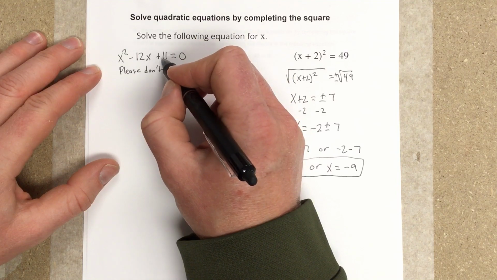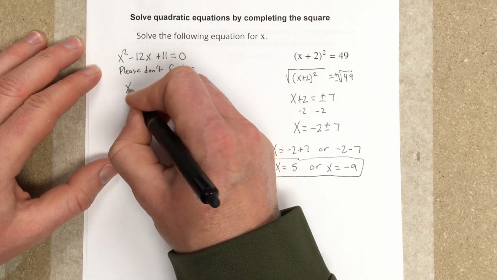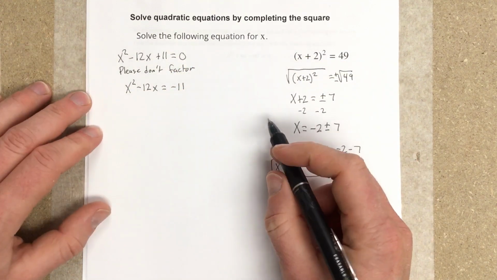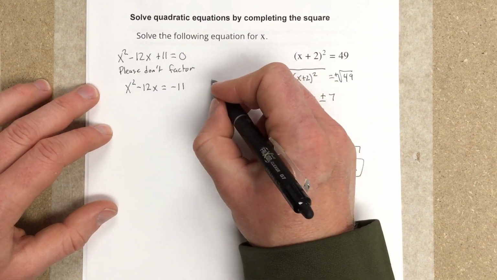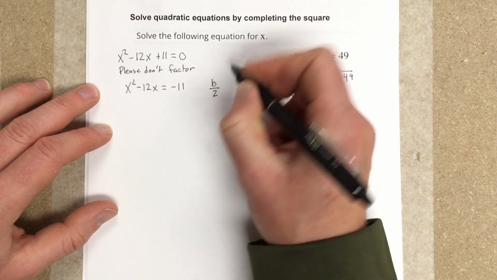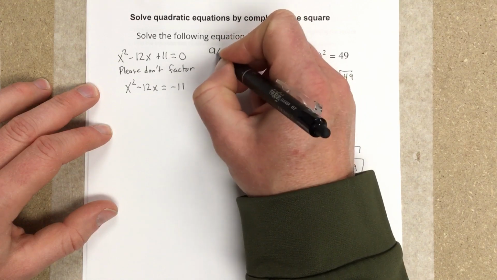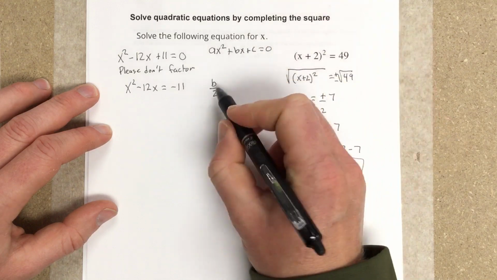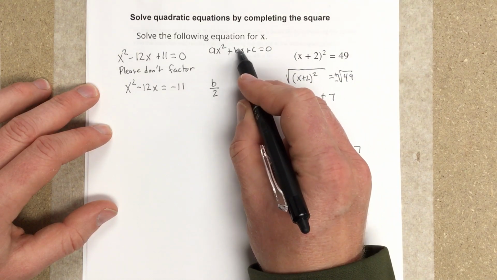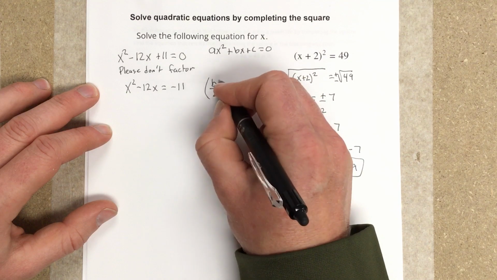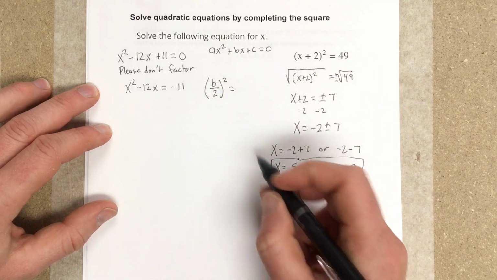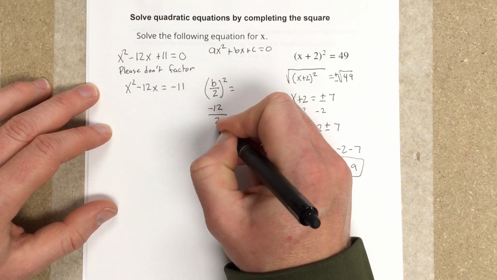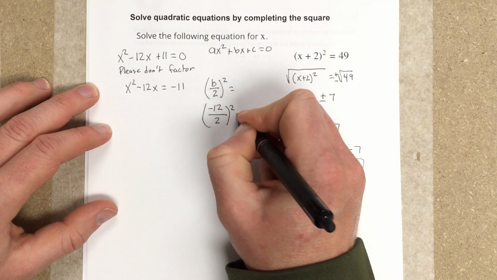First thing for completing the square is we're going to subtract the 11 over. So we get x² - 12x is equal to negative 11. And then when we complete the square, we always take the b term and divide it by 2. Remember, quadratics are written ax² + bx + c = 0. So we're taking the b term, the coefficient on x, dividing it by 2, and then squaring it. So we take negative 12, which is on the x term, divide it by 2, and then square it.